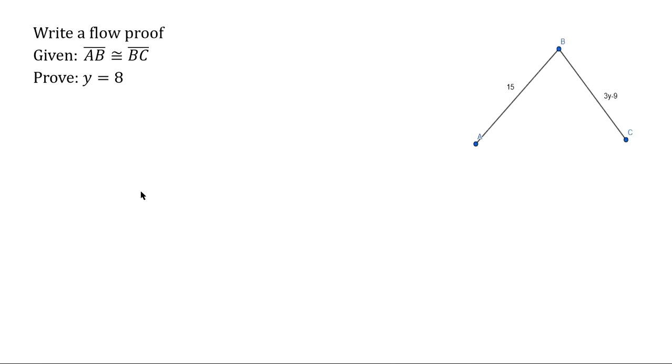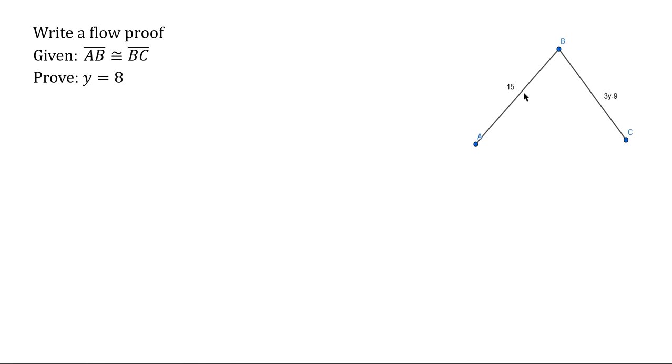Okay, the next one is a flow proof that is a combination of using some geometry principles to then get to an algebra proof. So we're given that AB is congruent to BC. We have a given drawing, so we know that those two measurements are the same. We're trying to prove y equals 8. So if I know my measurement of AB equals my measurement of BC, then I know that 3y minus 9 has to equal 15.